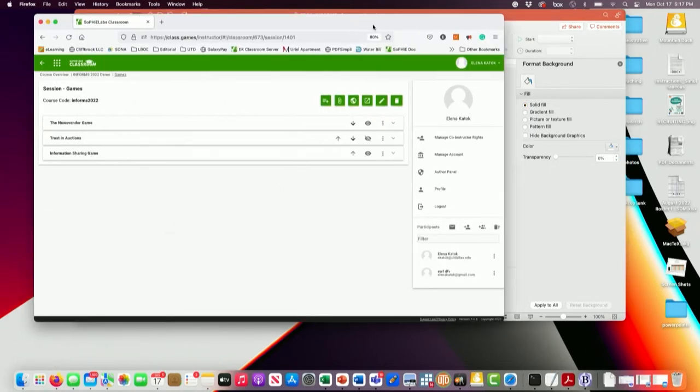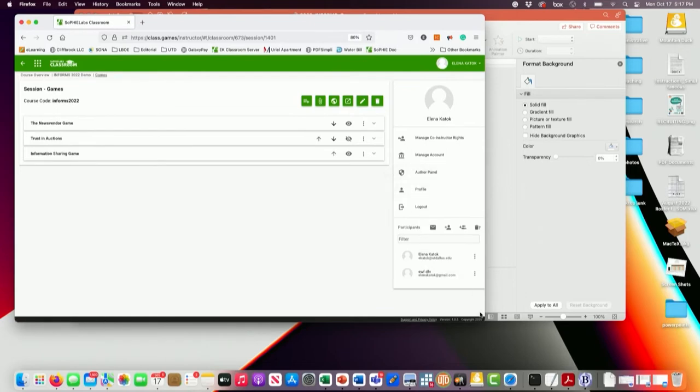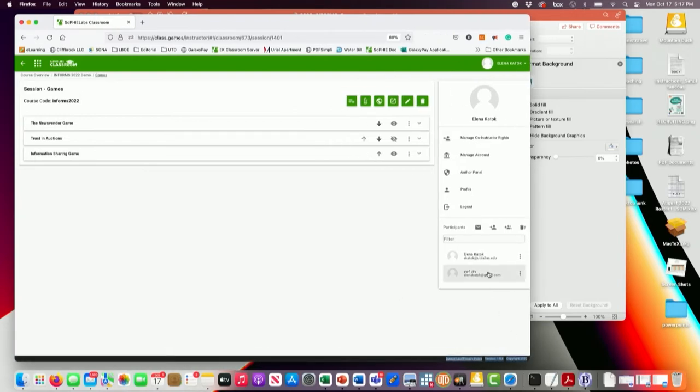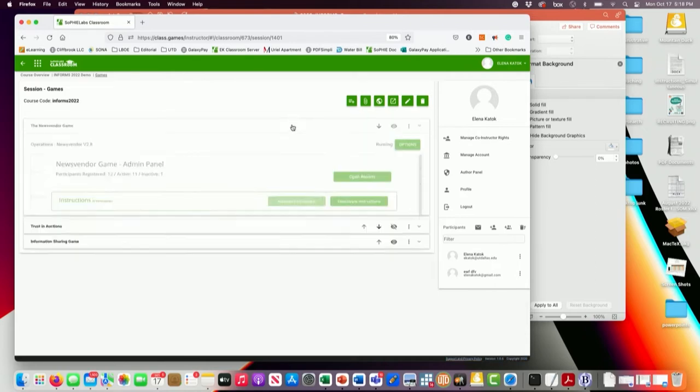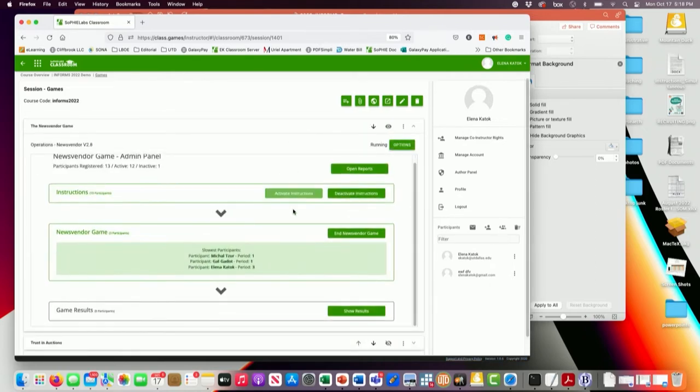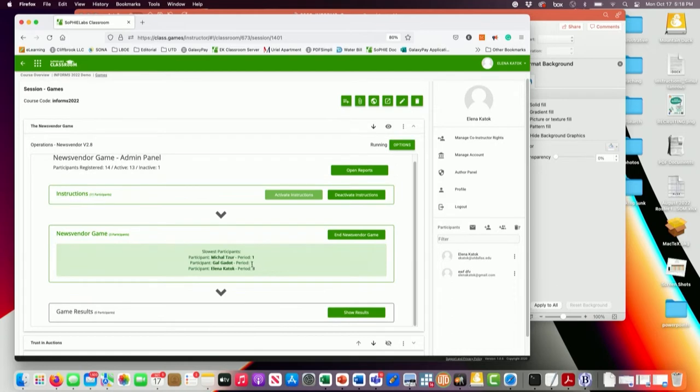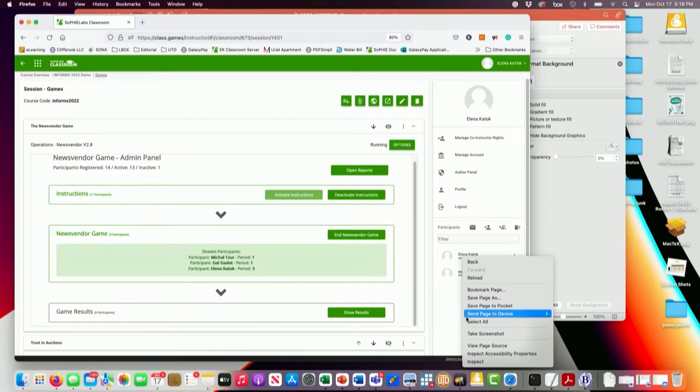Okay, all right, so this is the instructor interface, and I can see the students. There is only one person logged in so far, so I hope we can wait a little bit so that more people can log in. And this is the news vendor game, and this is showing me where people are. Looks like this is not refreshing.